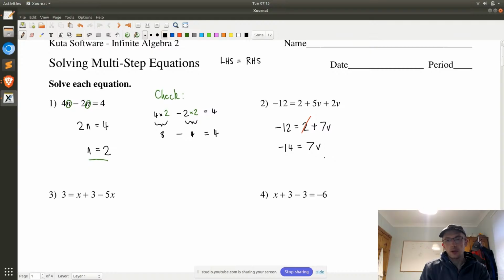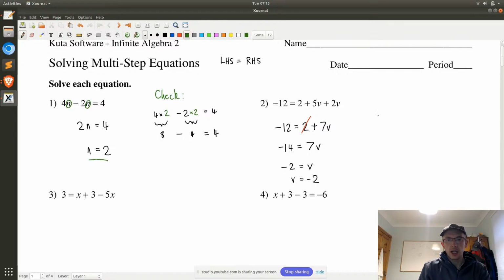And now I'll divide both sides by 7. Negative 14 divided by 7 is negative 2. And 7v divided by 7 is v. So v equals negative 2. We would usually write it this way around, but it really doesn't matter at the last stage. So that's my claim, v equals negative 2.